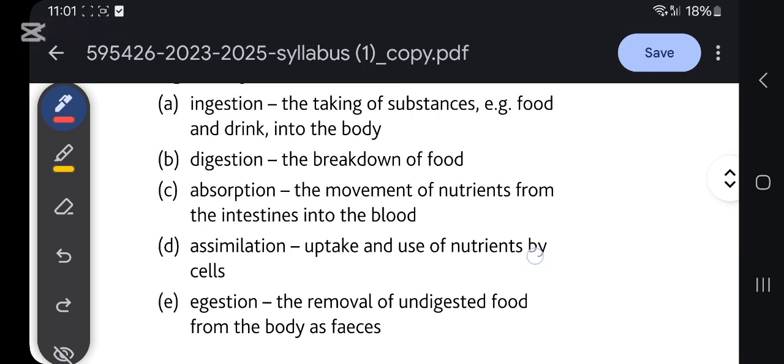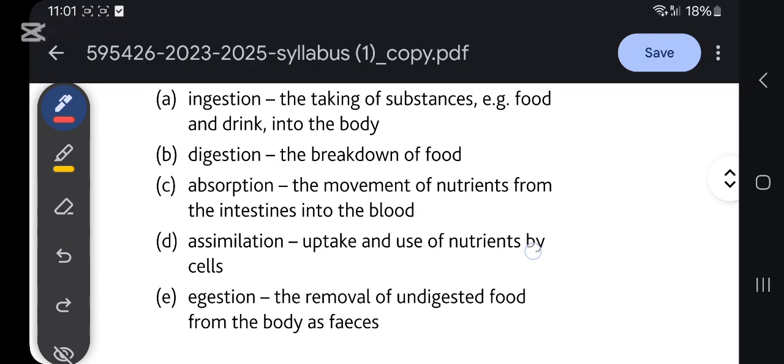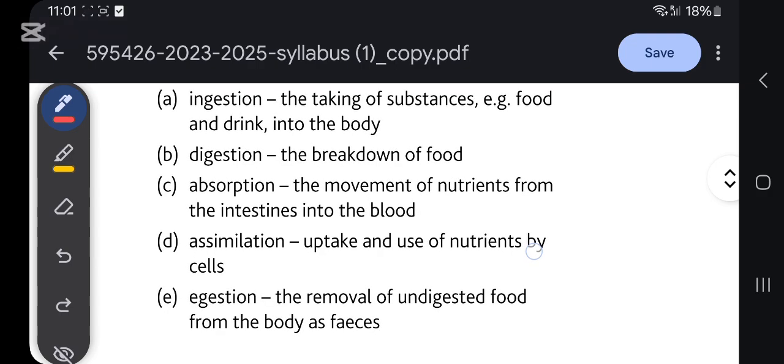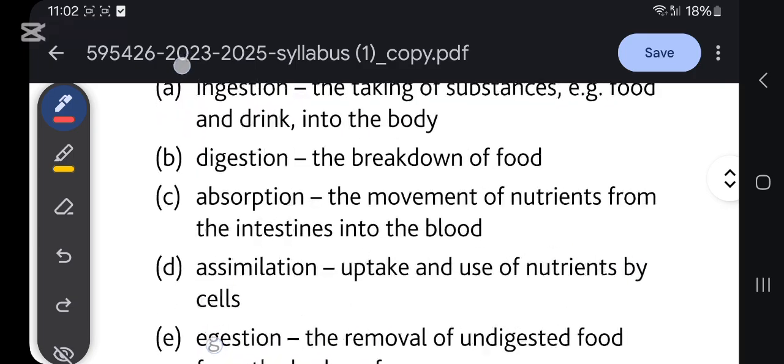First of all, you should know that ingestion is the taking of substances, for example food and drink, into the body. Digestion is the breakdown of food. Then assimilation: after ingestion, first you take the food into the body, then it gets digested, that is, broken down. Then the nutrients move from the intestine into the blood, where they can be used up by the cells.